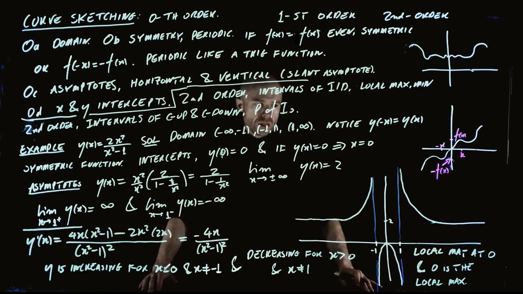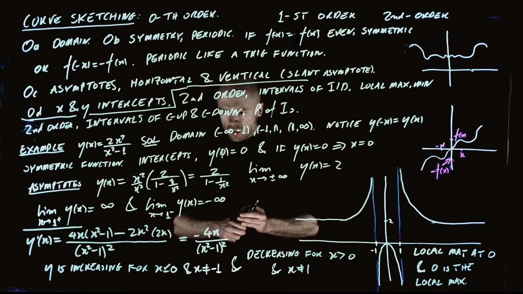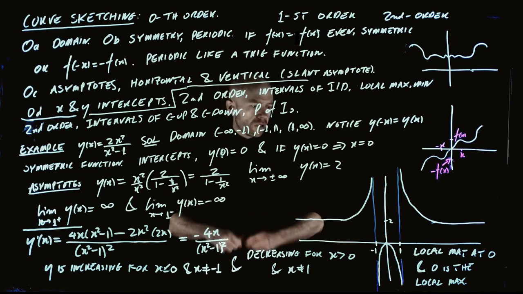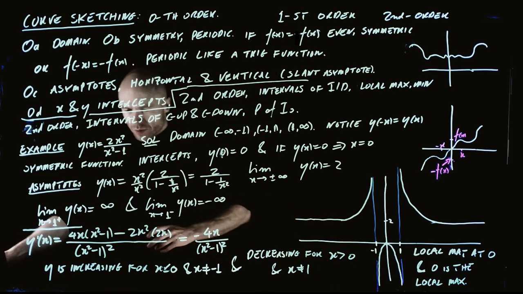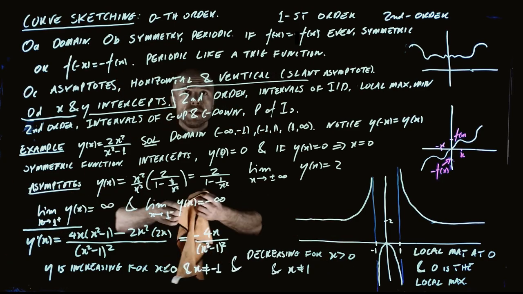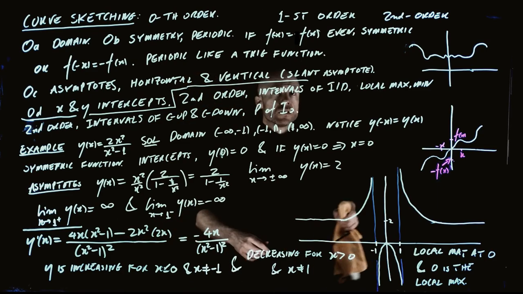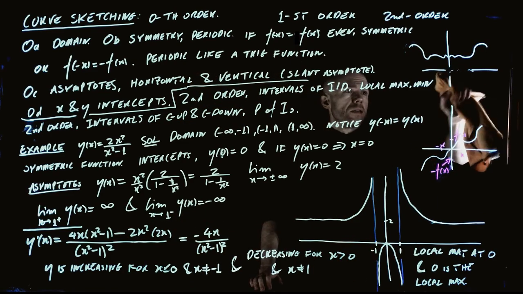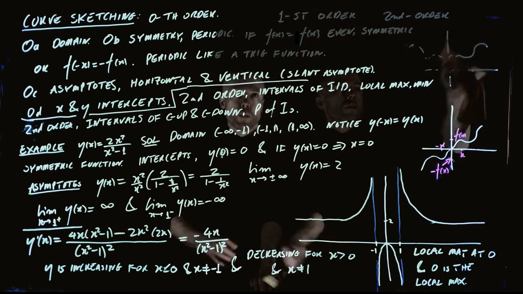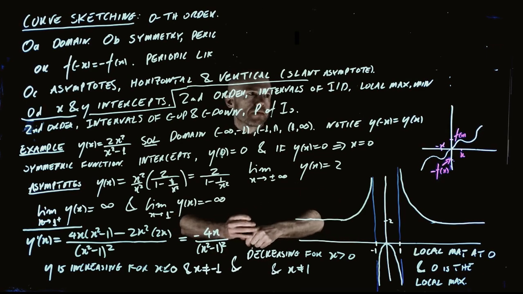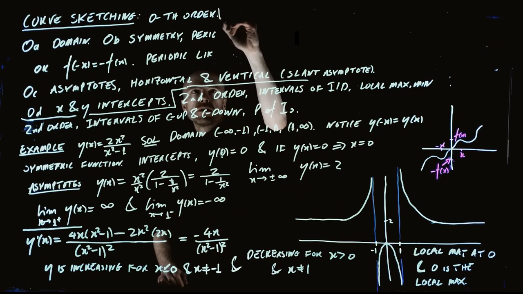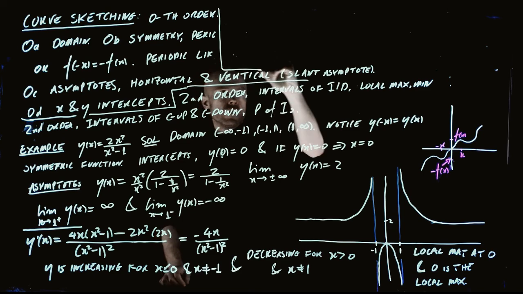Cool. All right, so that is all the first order information. But we still have the second order, so let's try and erase some part of this so that we have some space to calculate the second order. Okay, let's try and squeeze everything in this corner.